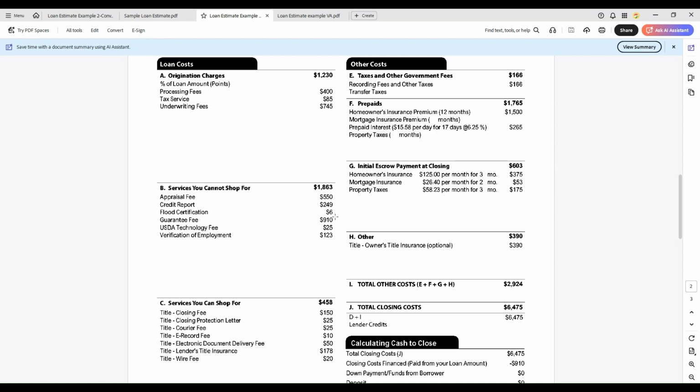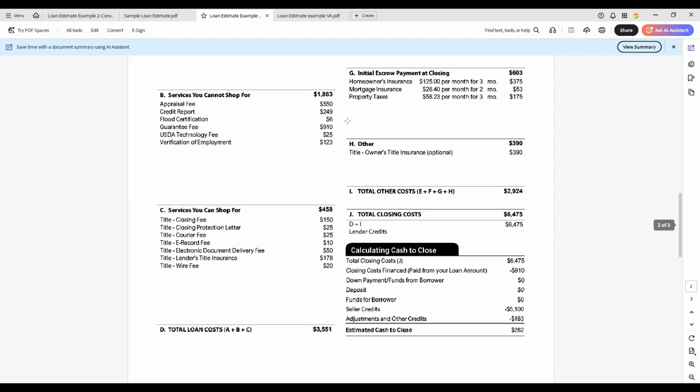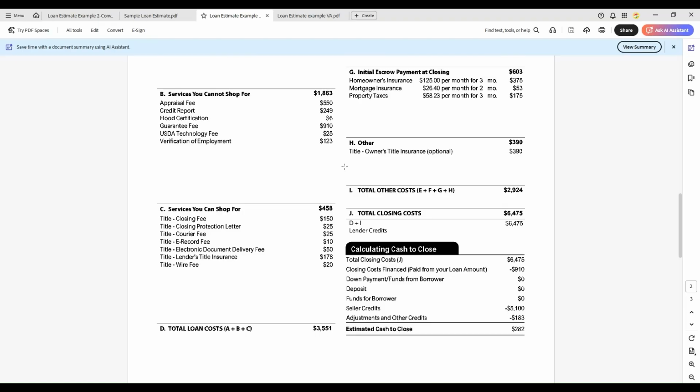Because it has a cheaper funding fee and a cheaper monthly payment fee. That being said, USDA loans' debt to income requirements are a little tight. I'll do a video later on what they are and why they're a little bit tighter to get approved for compared to an FHA or conventional loan. Same thing, services you can't shop for.